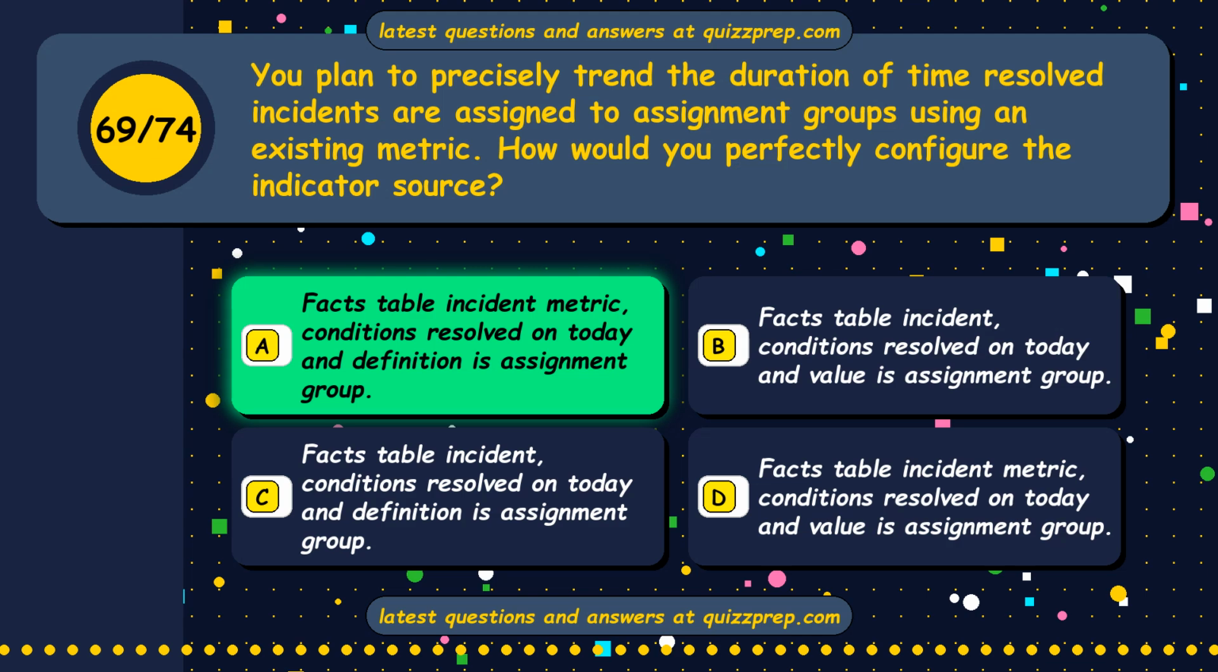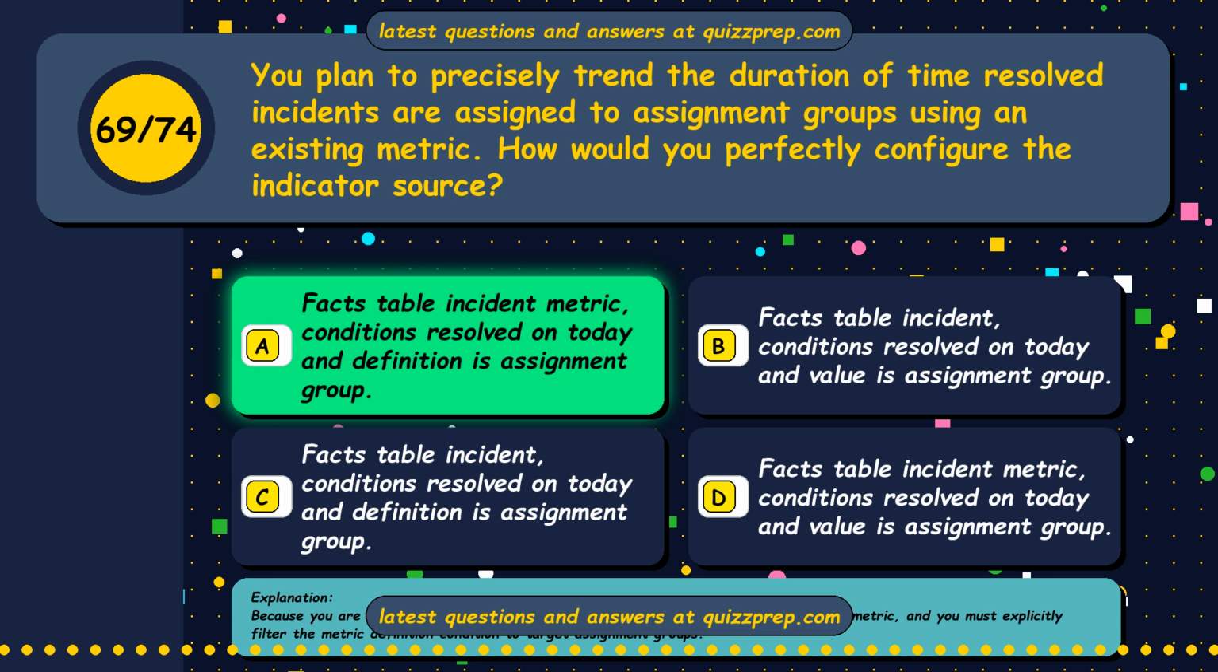The correct answer is option A, Facts Table Incident Metric. Conditions resolved on today and definition is assignment group. Because you are evaluating time spent, the core facts table must be incident metric, and you must explicitly filter the metric definition condition to target assignment groups.